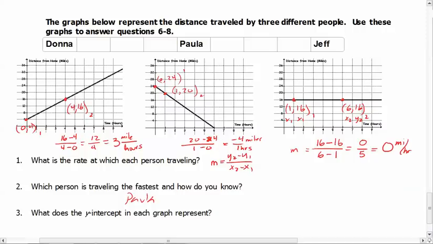All right, now the last one, what does the y-intercept in each graph represent? Well, what does this mean? 0, 4. We wrote it down, but what does that mean? Well, it means at time 0, when we started, her distance was 4. This means that Paula's starting distance was 24. This means that Jeff's starting distance was 16. And you've got to get used to saying it in that format, the starting distance, not just saying when time is 0, because that's boring and too math-like. We want to say that he started at this place, because that's what that's trying to tell us.